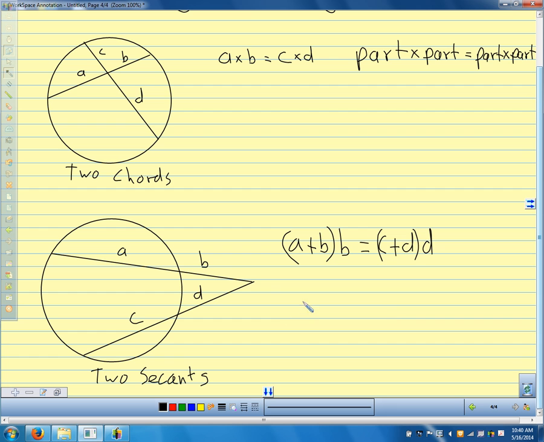And what I remember here is the whole. A plus B is the length of that whole segment times the outside. B is the outside part, the part that's outside the circle, equals the whole times the outside on the other piece.